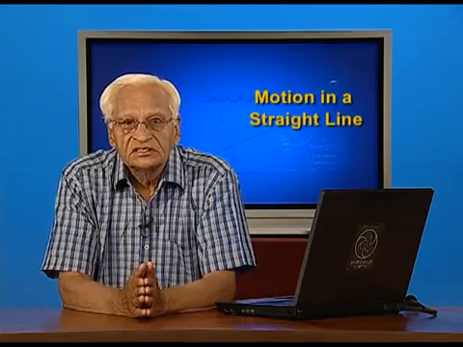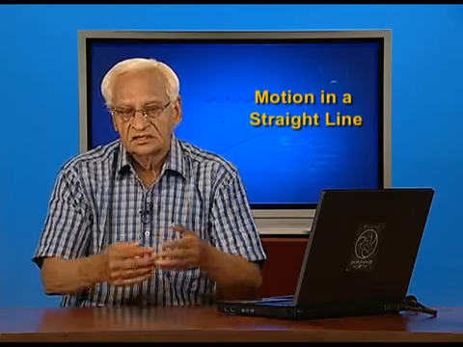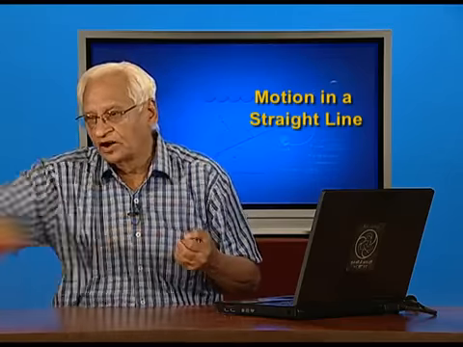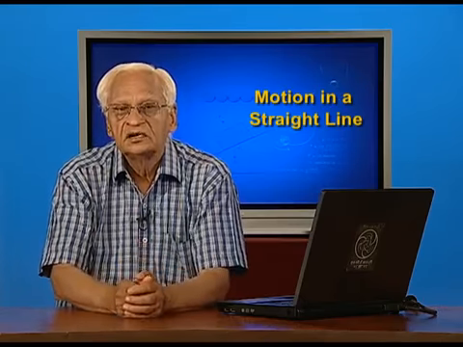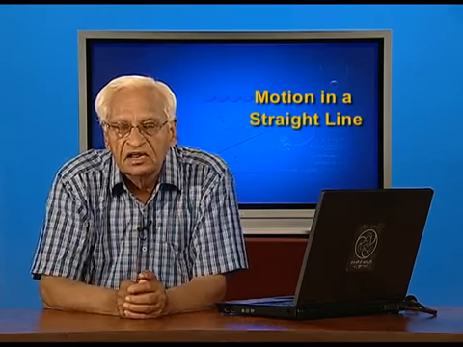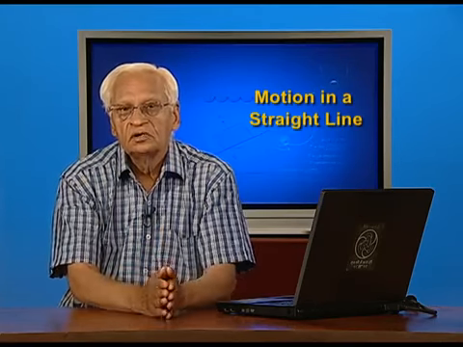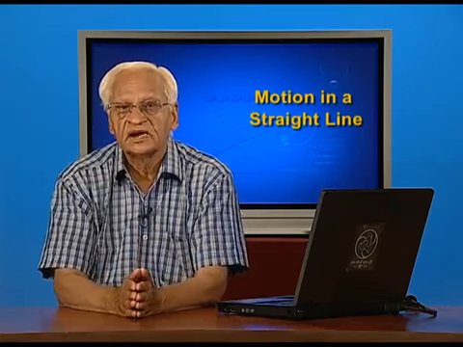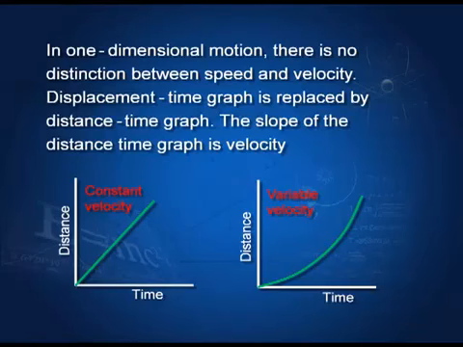Now, we are ready to consider motion in one dimension. In one dimension, since we have only one line along which the body goes, there is no need to distinguish between the distance covered and the displacement. Therefore, we shall now take distance time graph rather than displacement time graph. And if we take distance time graph, then the velocity would be constant if the graph is linear, and it would be variable if the graph is non-linear.